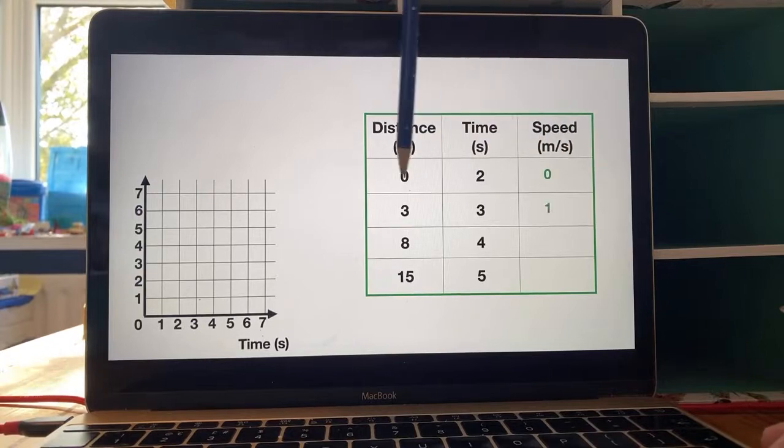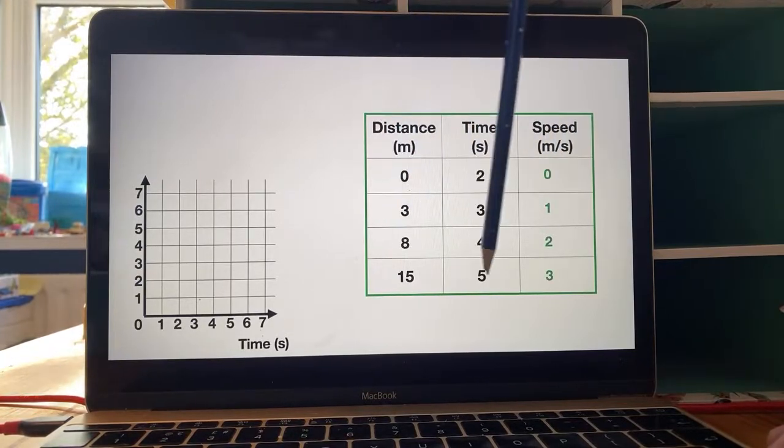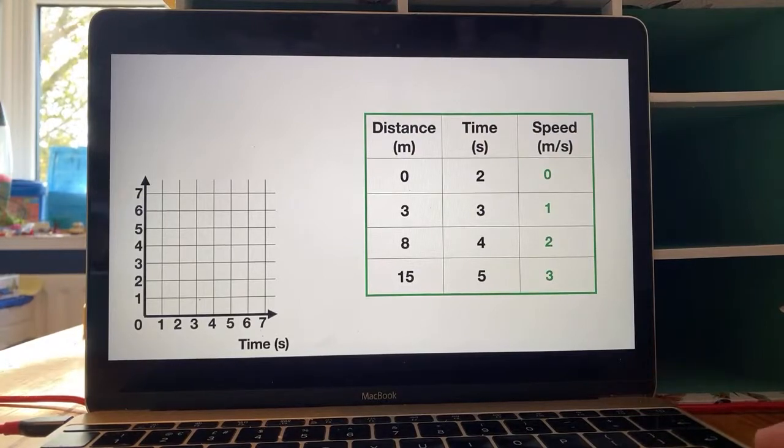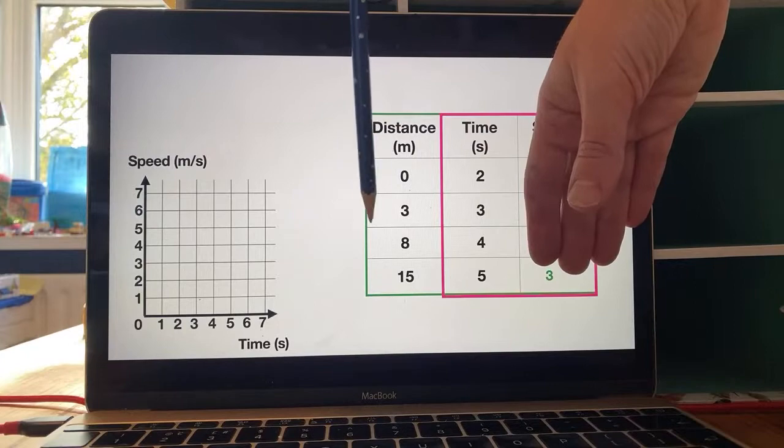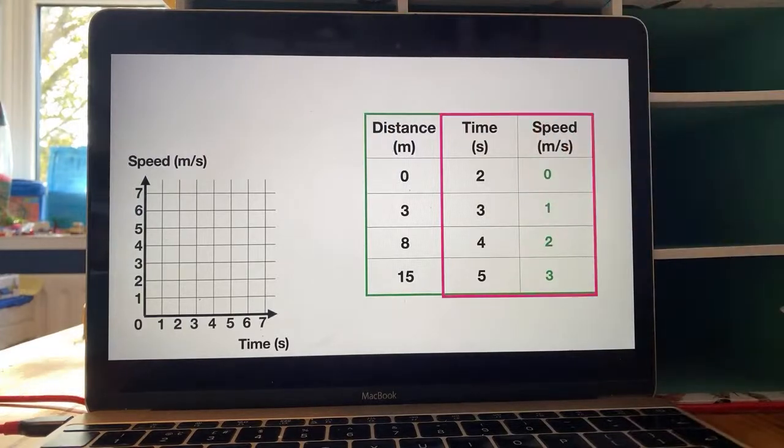0 divided by 1, 2 is 0. 3 divided by 3 is 1. 8 divided by 4 is 2. And 15 divided by 5 is 3. So let's plot a new graph of time and speed against each other. Let's put speed on the y-axis this time, in meters per second. Remember, the distance time graph that we drew for this one was a curve. Let's see what happens when we plot speed against time.